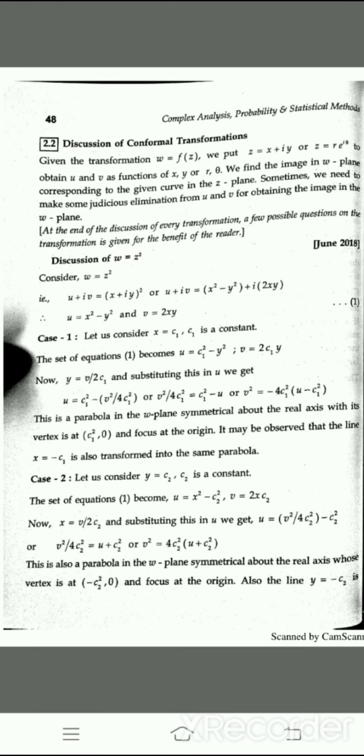Then take a problem: discussion of w is equal to z square. Let us consider w is equal to z square. Take u plus iv, which is x plus iy to the whole square, so u plus iv is equal to x square minus y square plus i into 2xy. Separating real and imaginary parts, we get u is equal to x square minus y square and v is equal to 2xy.